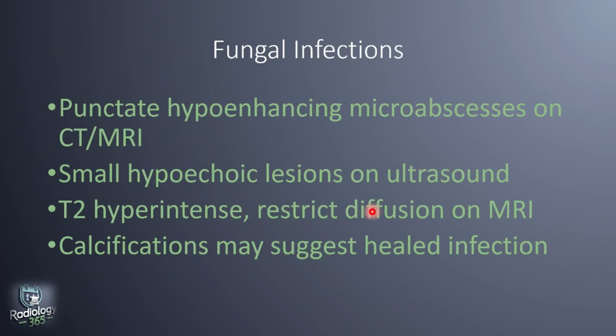When fungal infections show up in the liver, they show up as tiny punctate microabscesses on CT and MRI. These are usually hypoenhancing. On ultrasound, they appear as hypoechoic lesions. On MRI, they are typically T2 hyperintense and show restricted diffusion. Basically, the characteristics of abscesses, just that they are tiny microabscesses, multiple. If someone had a prior fungal infection or was exposed asymptomatically, imaging might show echogenic calcifications or granulomas, which is a sign of healed disease.